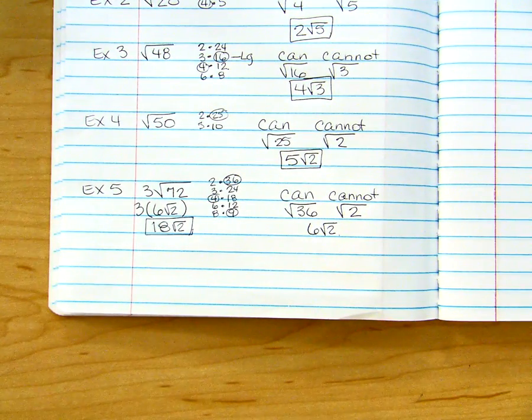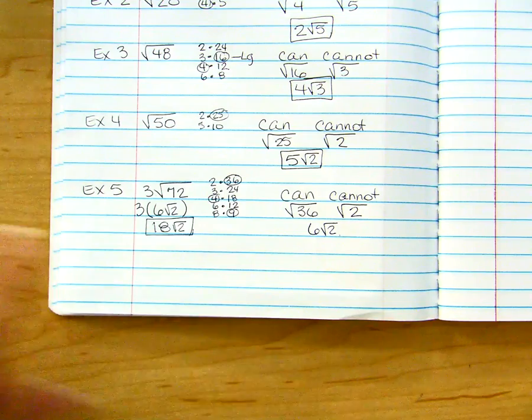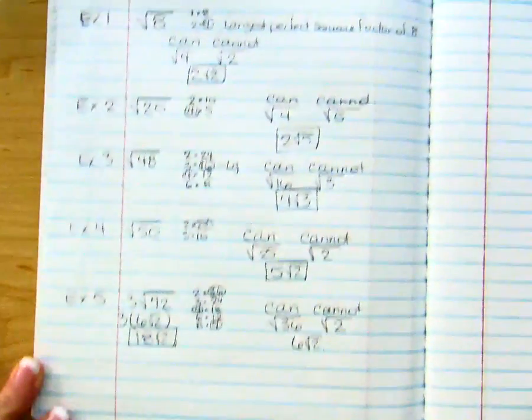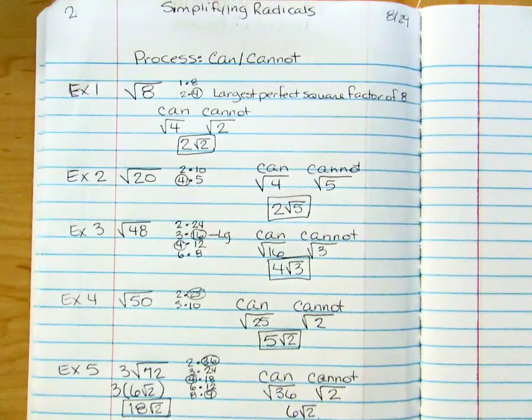So we need to remember to look at our factor pairs, find the largest perfect square factor of the number under the radical sign, use that in our cannot process, simplify. Those are the steps for simplifying radicals using the cannot process.